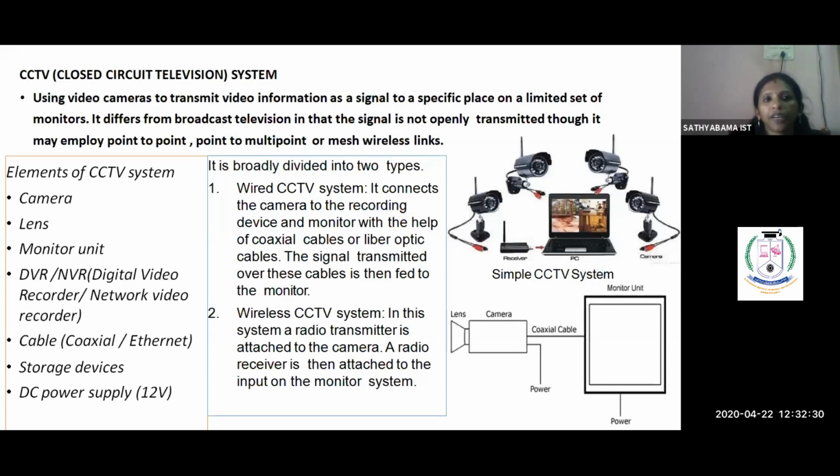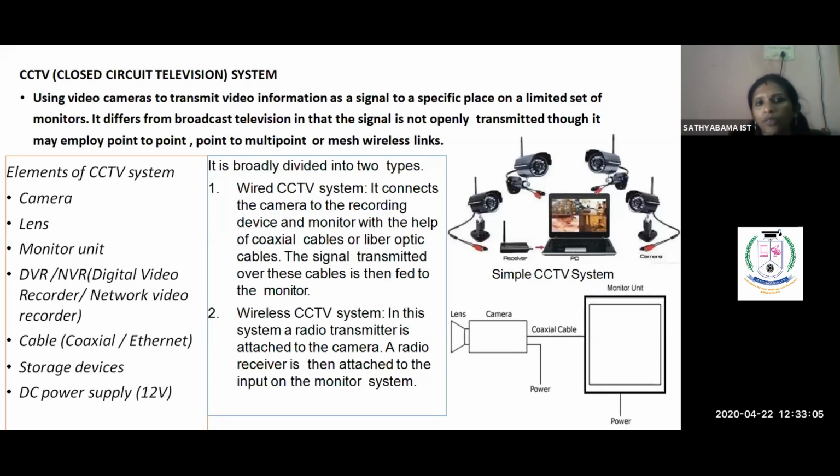It differs from broadcast television in that the signal is not openly transmitted point to point. Here we use a point to multi-point or wireless link. What are the basic elements of a CCTV? We have a camera, lens, monitoring unit, then the DVR, the recording unit, then the cable by means of which the transmission takes place, and then the storage device with the power supply, which is common for your CCTV.